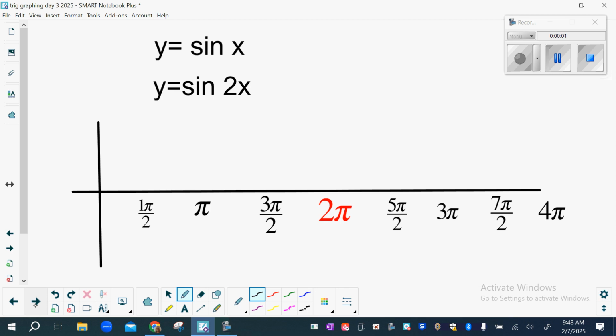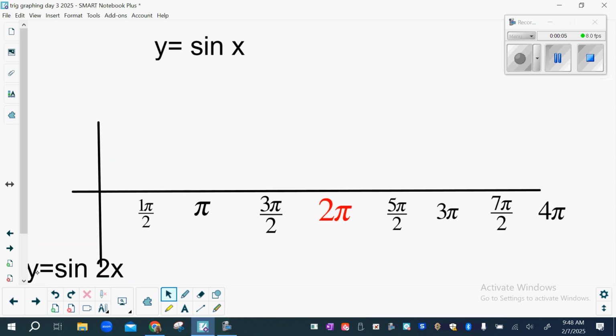I would like you to, on the back, just graph this normal graph. I'm going to just be quiet for a minute. Nice and easy, nothing scary. We are not doing anything weird. We're not changing the midline. We're not changing the amplitude. We're not having it go down or reflect. Just the basic sine graph. And I will be quiet while you do it.